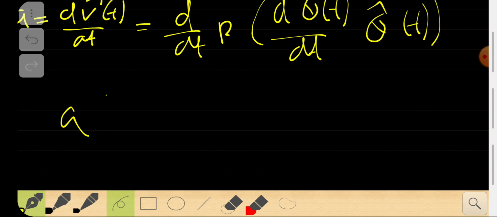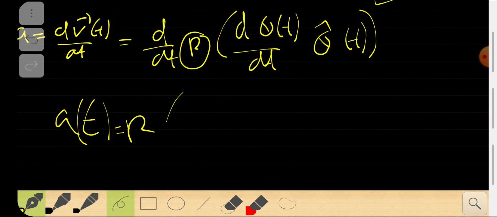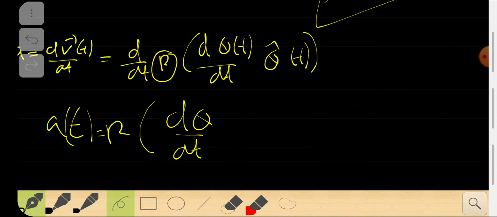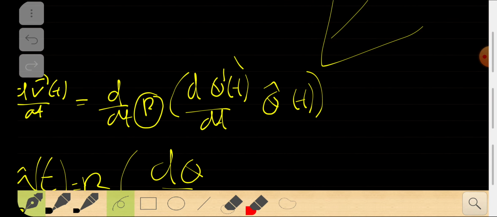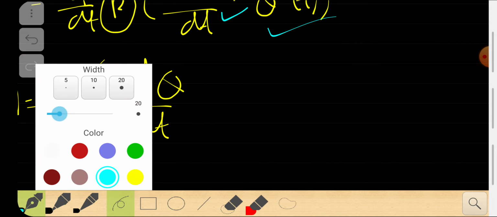So acceleration is equal to, r is a constant, so it can be taken outside. So acceleration is equal to r times d by dt of, okay, now I have to do this carefully. There are two functions here. The first function is d theta by dt, and this is the second function, theta cap. Theta cap is also a function of time, and theta is a function of time, right?